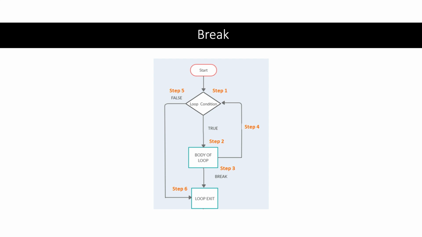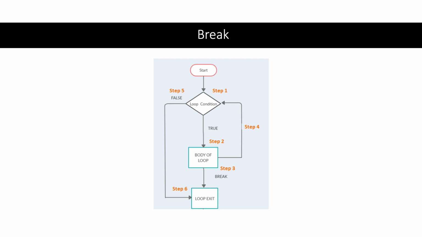But if the condition in step 1 evaluates to true, then the body of the loop is executed in step number 2. The body contains the statements that should run with each iteration of the loop. Now, within the loop body, if a break statement is encountered, as seen in step number 3, Python immediately terminates the loop, bypassing the condition check for further iterations. This sends the control flow directly to the loop exit point, which is step number 6. But if no break statement is encountered, after executing the loop body, the condition is re-evaluated to determine if another iteration should occur, which is step 4, that loops back to step 1.